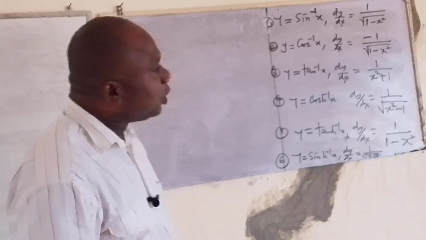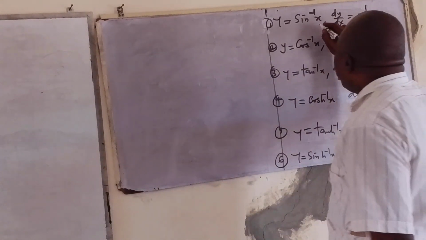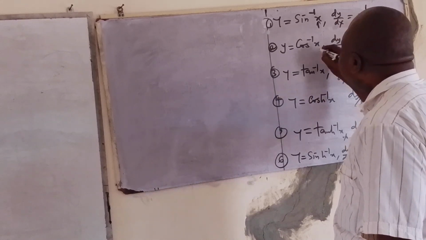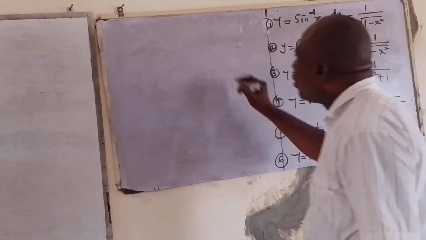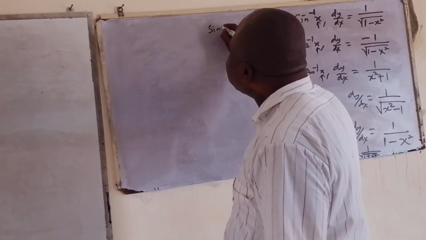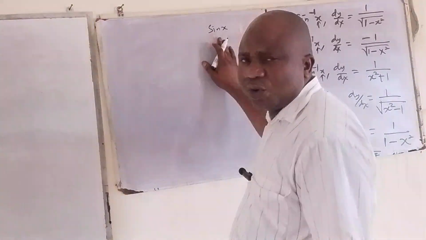Now, today we are going to be looking at, if you observe very closely, you discover that what you have here is just the standard function. Like, for example, when you have sine x, this is the standard function of x. So when you differentiate this, it gives you cos x.